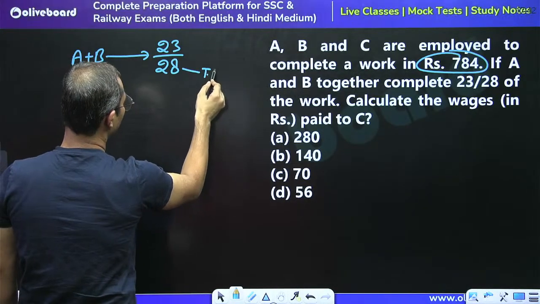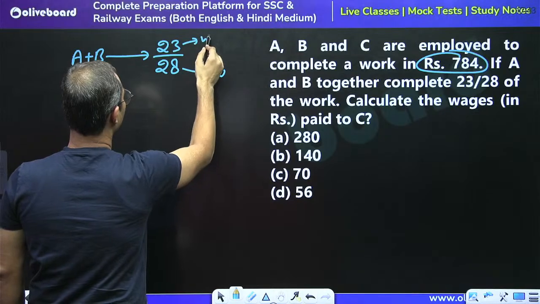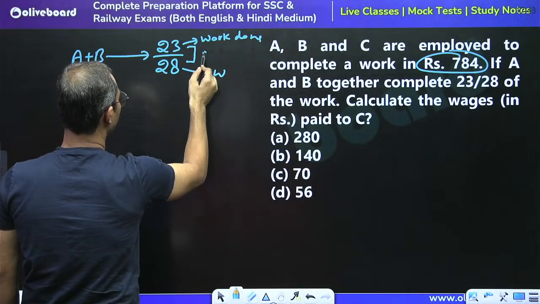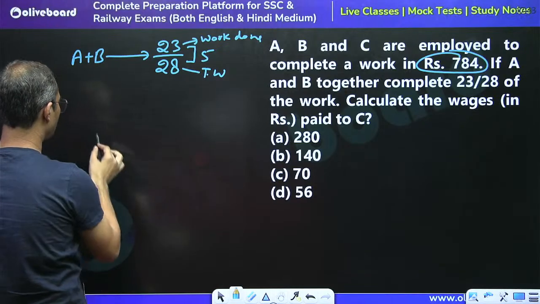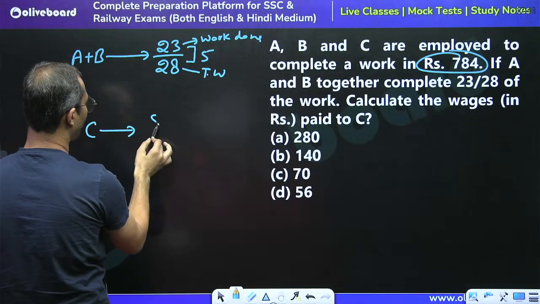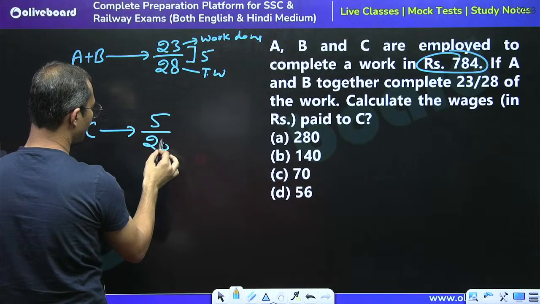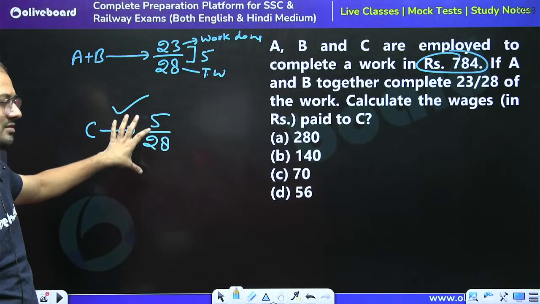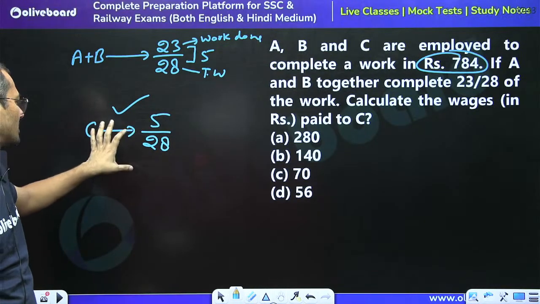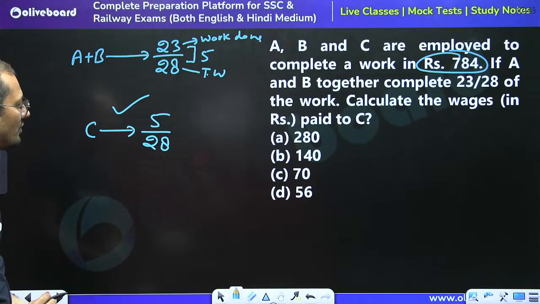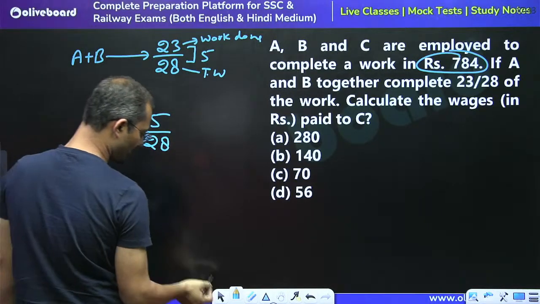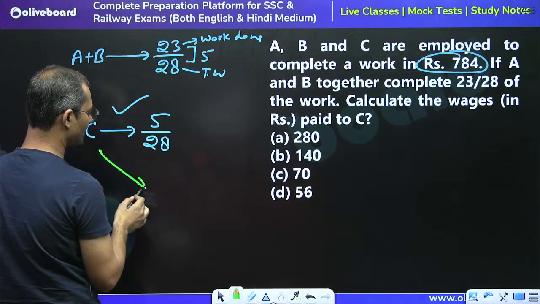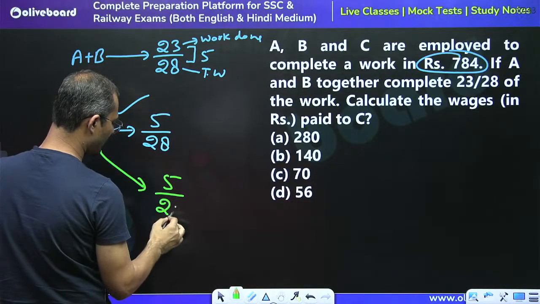So this is the total work and this is the work done by A and B, right? So how much work is left? So we can say 5 by 28 is the work done by C. C will get the payment only for the work done by him. So C did 5 by 28, so he will get payment equal to 5 by 28, right? So C will get 5 by 28 portion of 784.